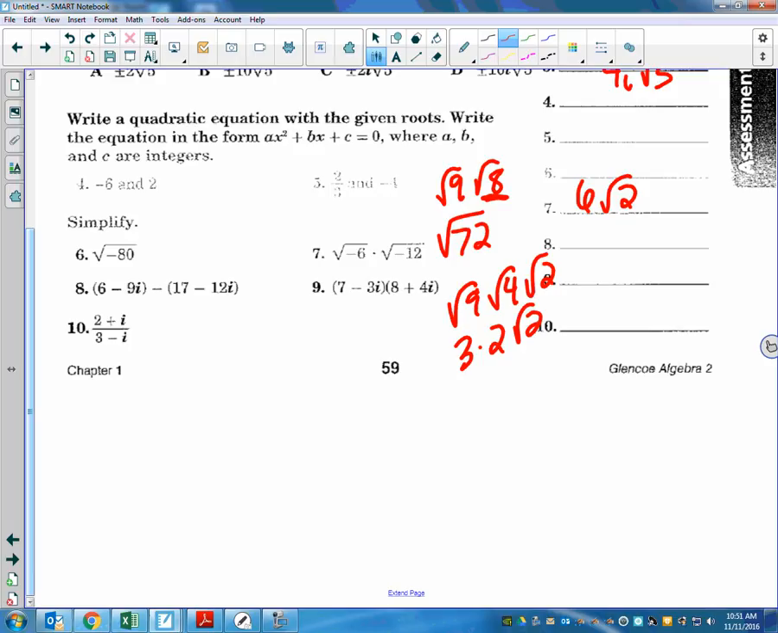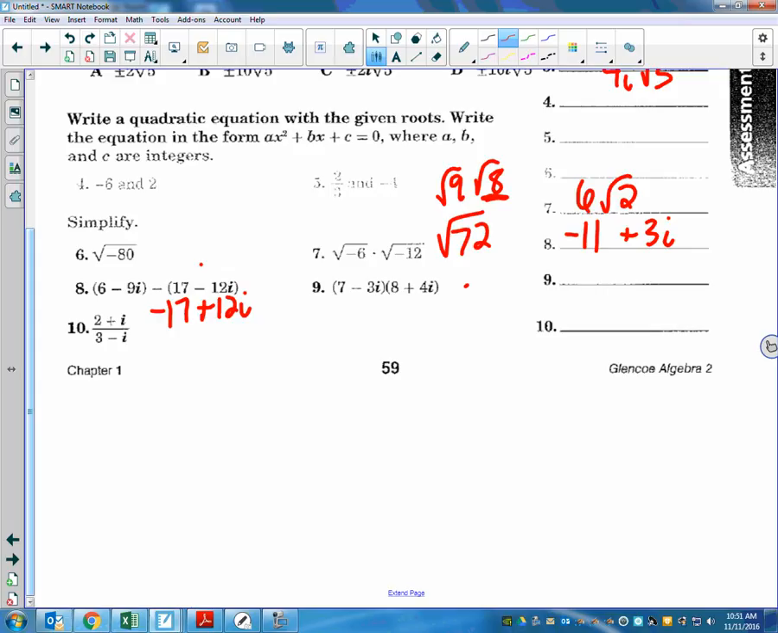Adding and subtracting, multiplying with i's, just remember to watch your signs and combine like terms. I'm giving you the answers really quick on these, since most people in here didn't do most of these. If you subtract, this is like minus 17 minus a negative 12i. So I like to distribute my negative. So 6 minus 17 is negative 11, and negative 9i plus 12i is plus 3i. There's not really a lot of work to show on the adding and subtracting ones.